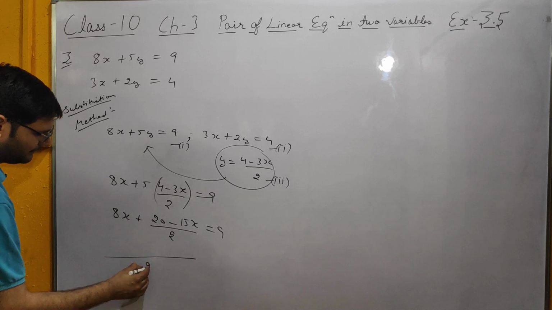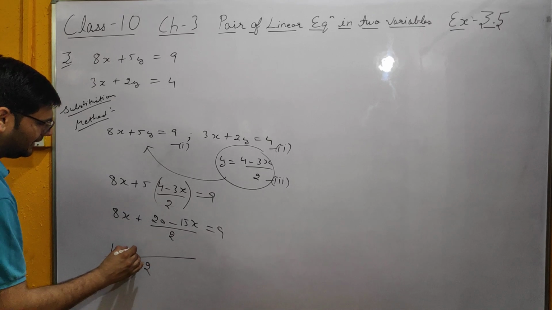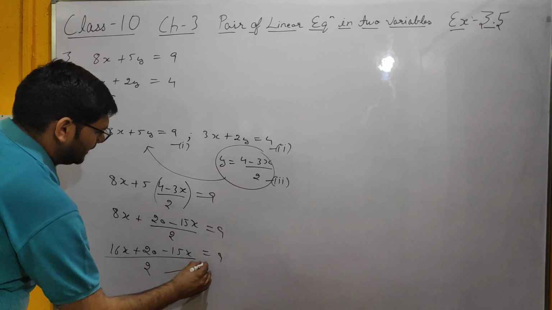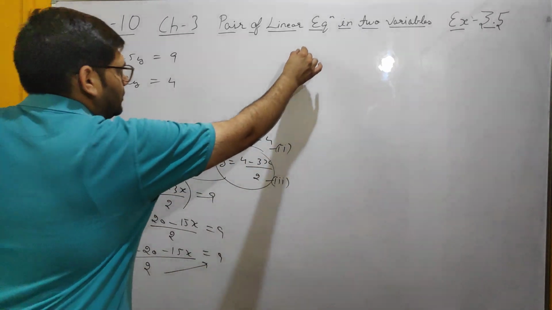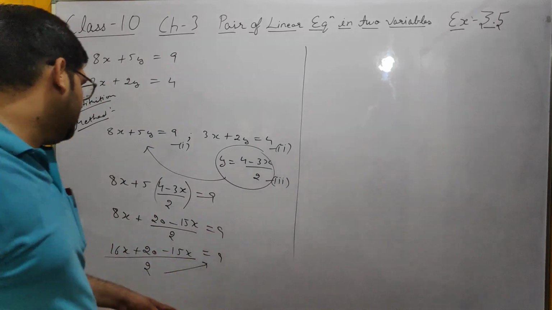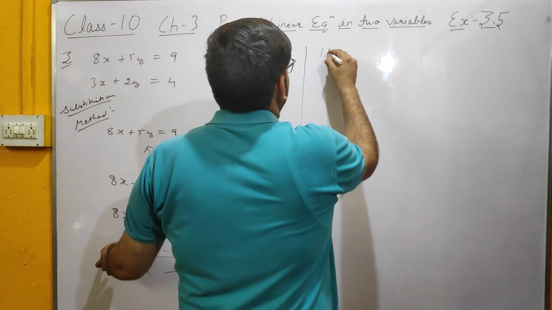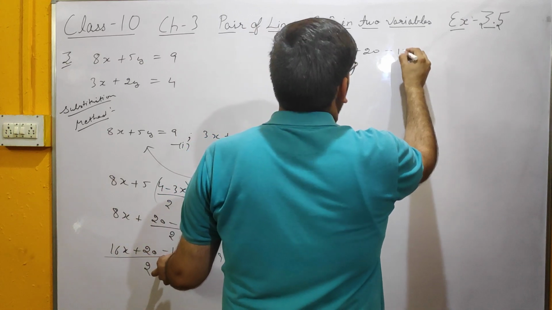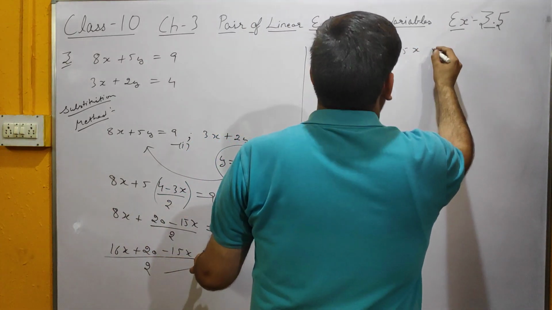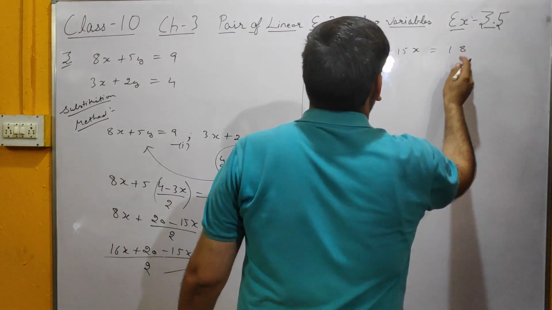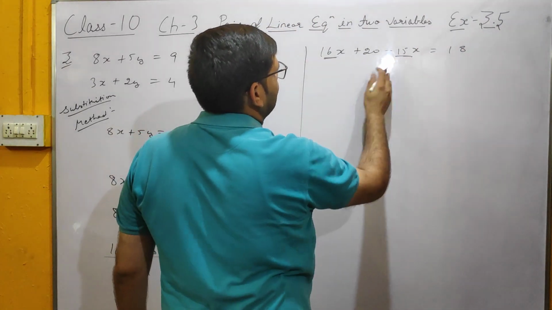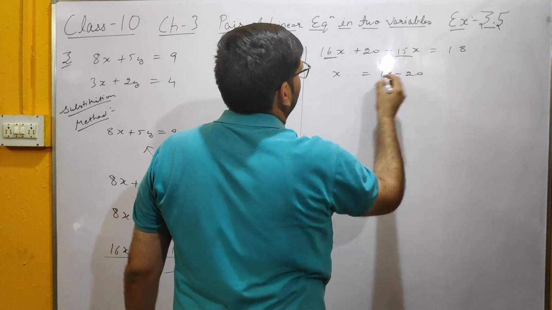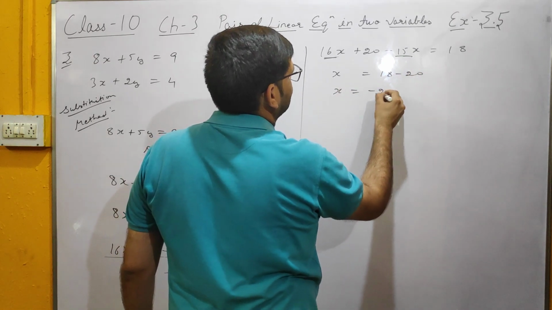Now take the LCM. 8 2s are 16x plus 20 minus 15x equals 9. Next step will be the cross multiplication. Now just cross multiply it. Let's see what we will get. 16x plus 20 minus 15x equals 9 2s are 18. Now we will solve it. 16 and 15, it will be x only, equal to 18 minus 20. So the value of x is minus 2.